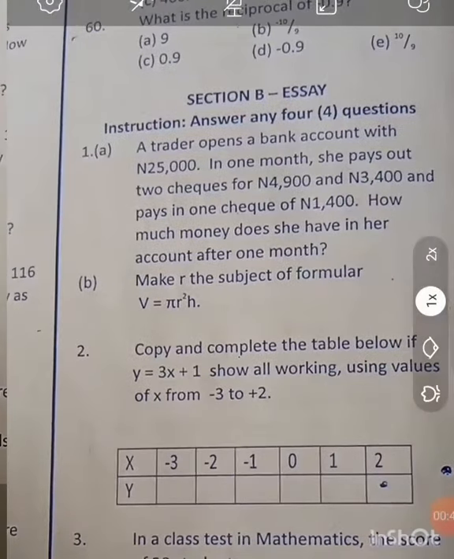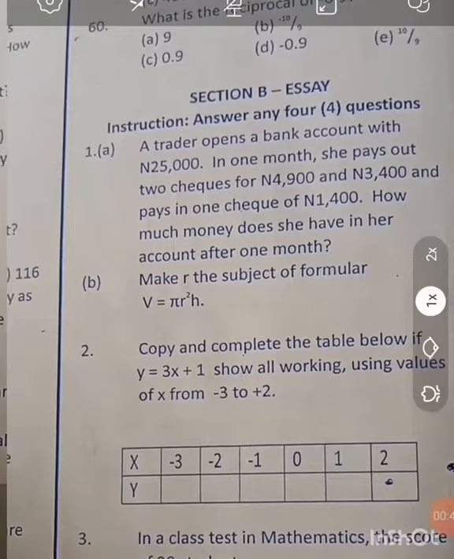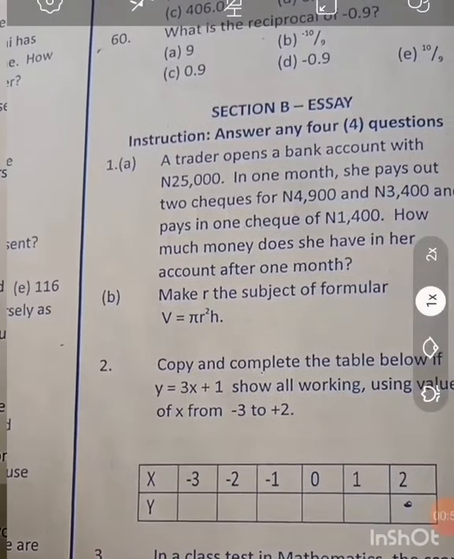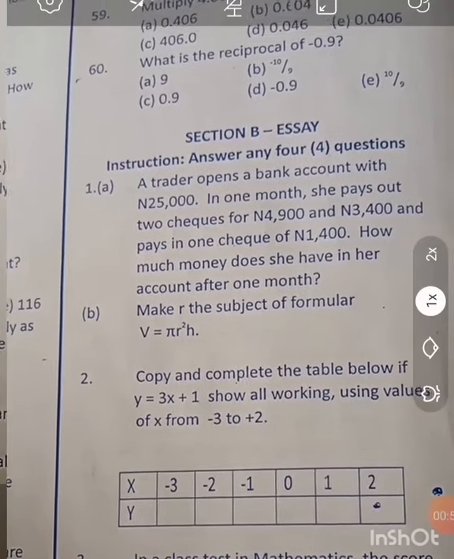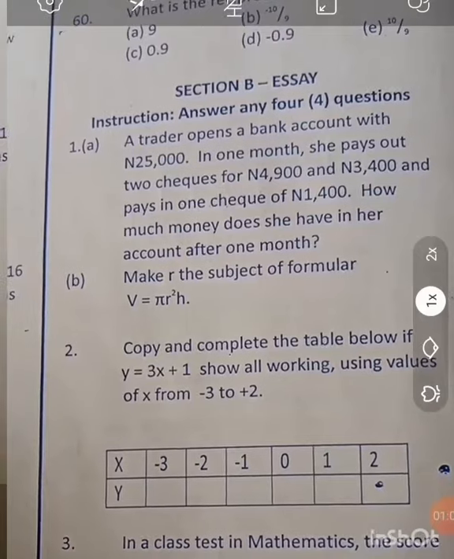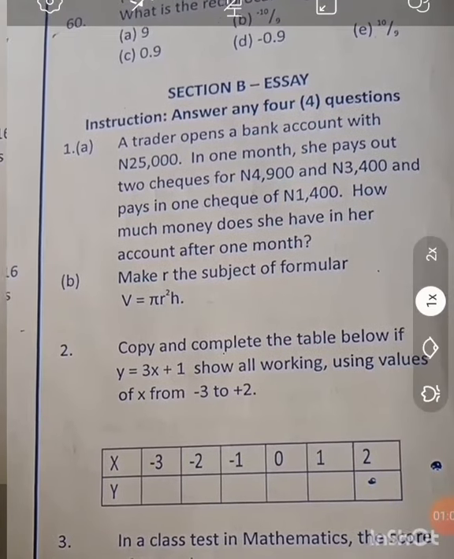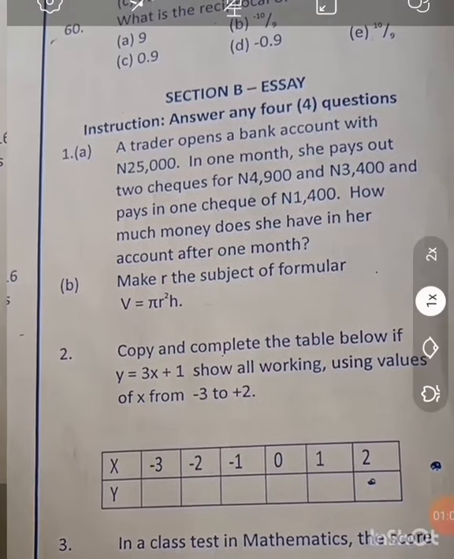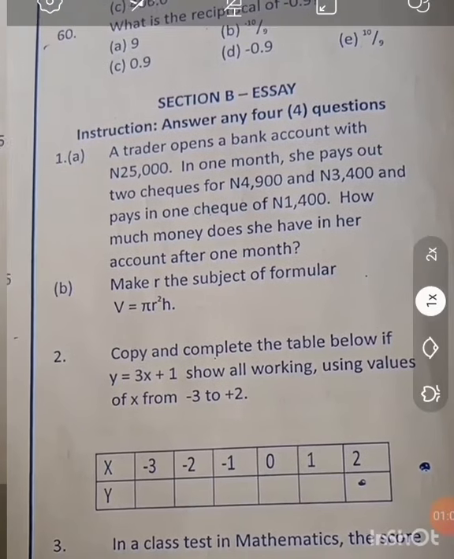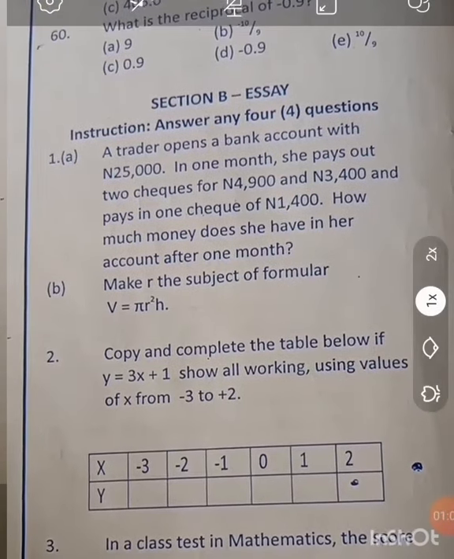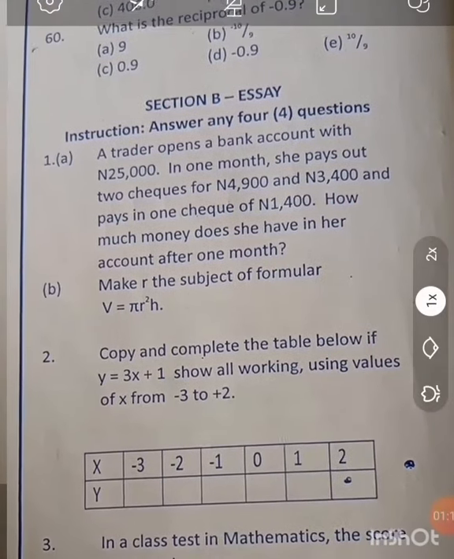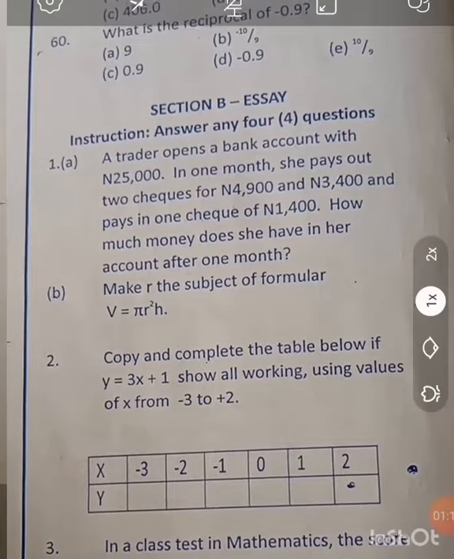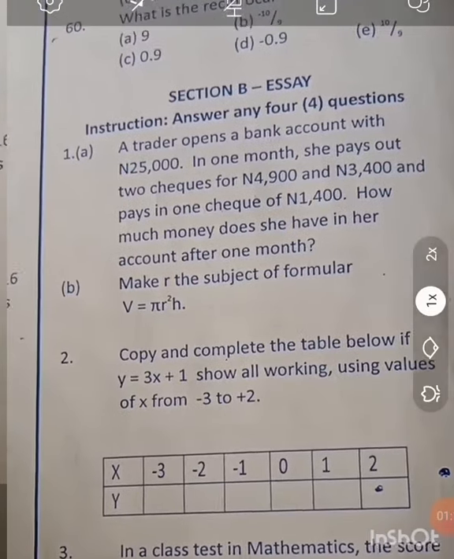So question number 1A. The question says a trader opens a bank account with 25,000 naira. In 1 month, she pays out 2 checks for 4,900 naira and 3,400 naira, and pays in 1 check of 1,400 naira. How much money does she have in her account after 1 month? So we are asked to find her balance after 1 month.